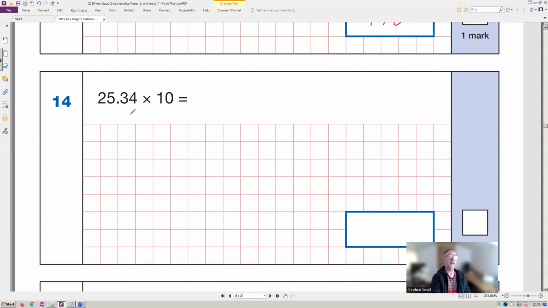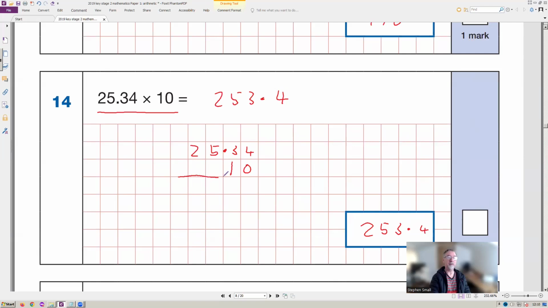Okay, I'm going to dive in. Whenever you multiply anything by 10, you just move the decimal point. 253.4, we've got to put our answer in there. 253.4. But if you can't remember it, you just go 25.34 times by 10. The 10 can go there just like this.